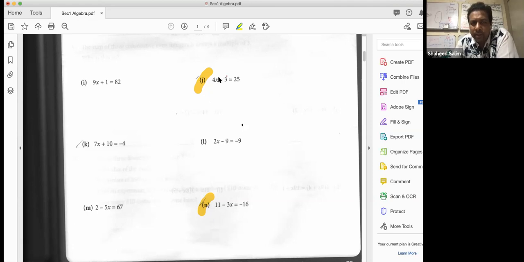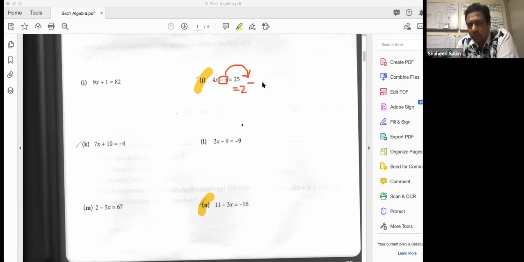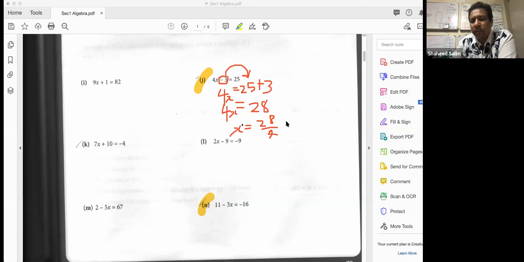Now, first of all, we want to bring this minus 3 over. So again, minus 3 you bring over becomes plus 3. Remember, you bring over the equal sign, minus becomes plus. So you get 25 plus 3 equals 28. 4x equals 28. When 4x equals 28, what is x? You just divide 28 by 4. Divide 28 by 4, you get 7. Yeah, you get 7.